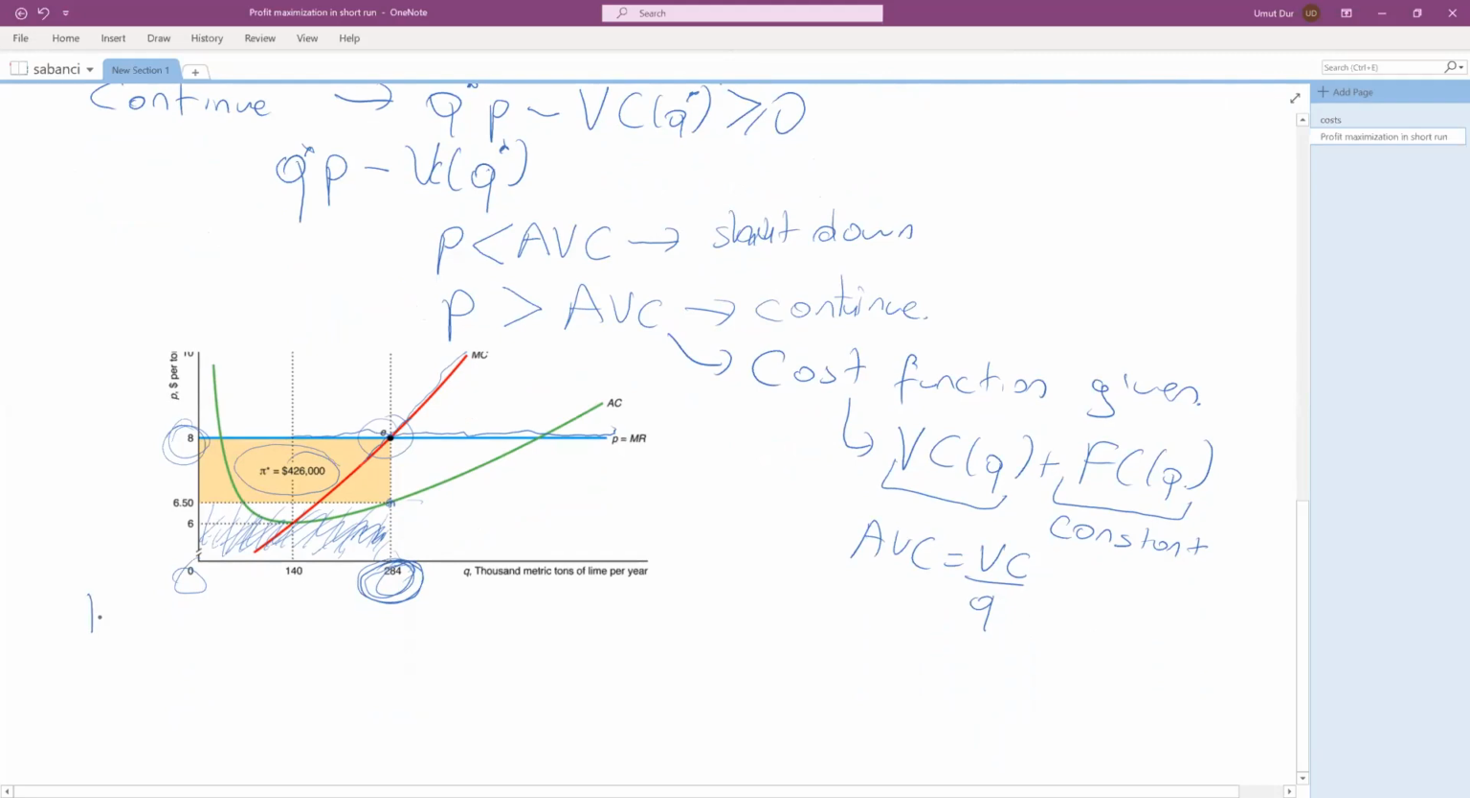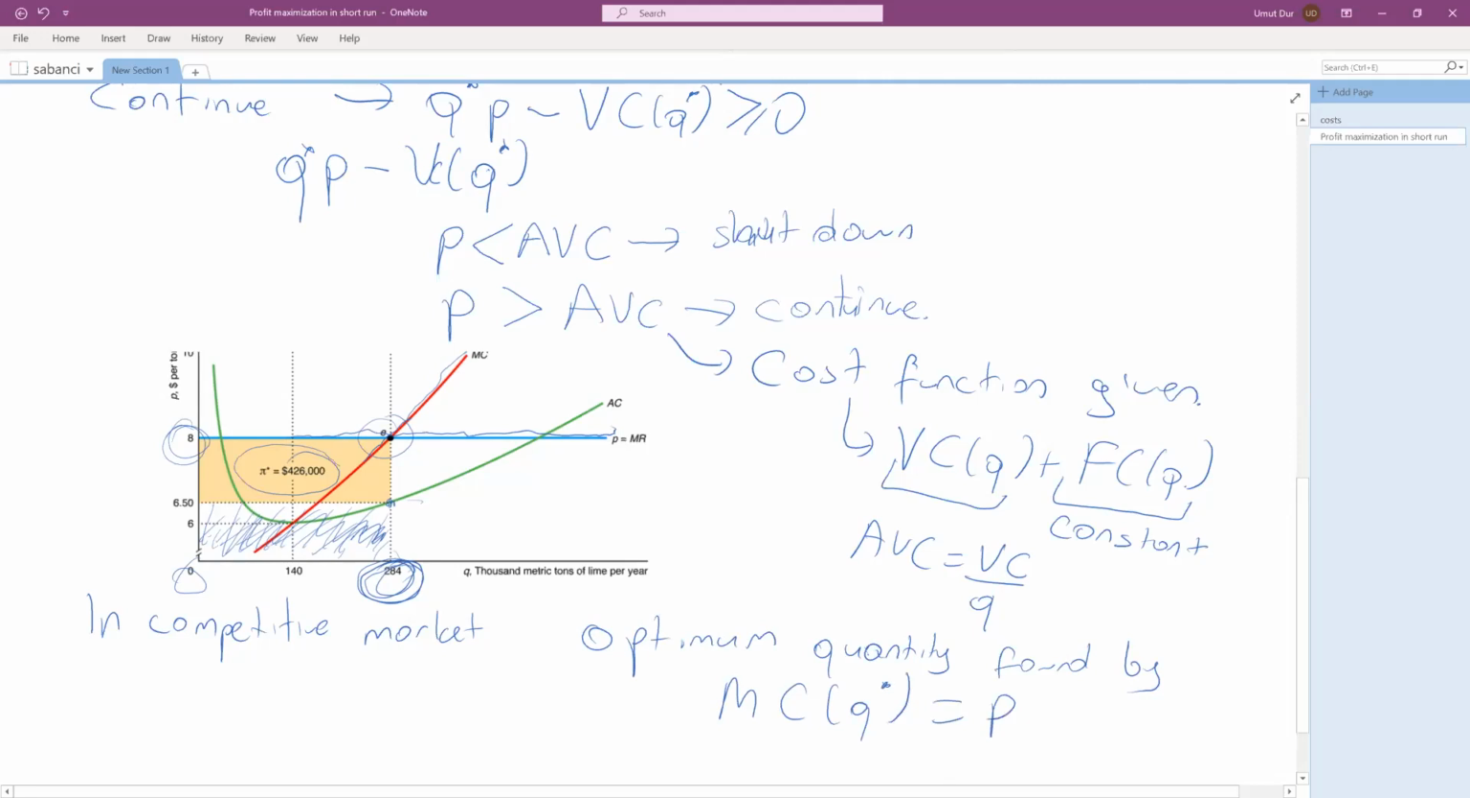In a competitive market, suppose that you are producing. The optimum quantity is found by marginal cost equal to the price.